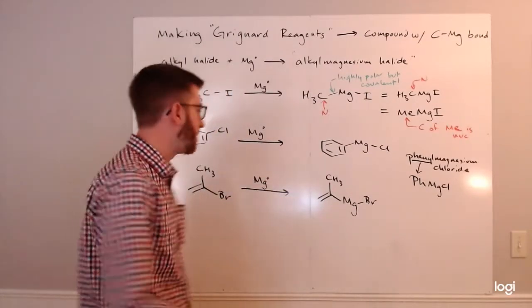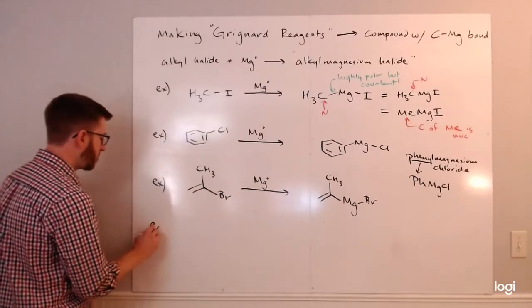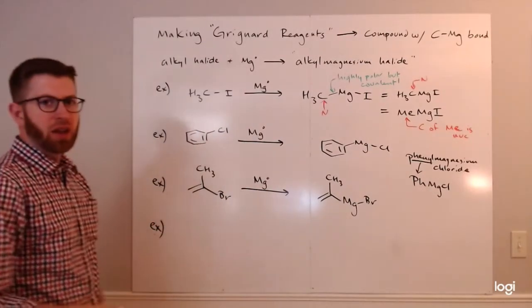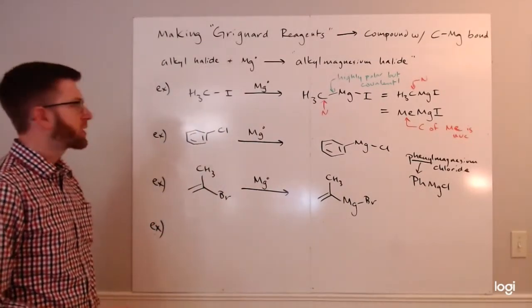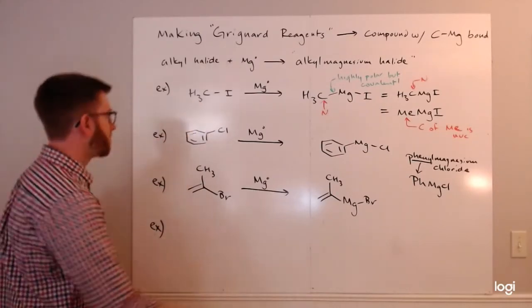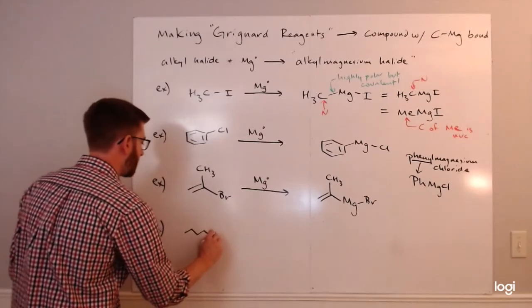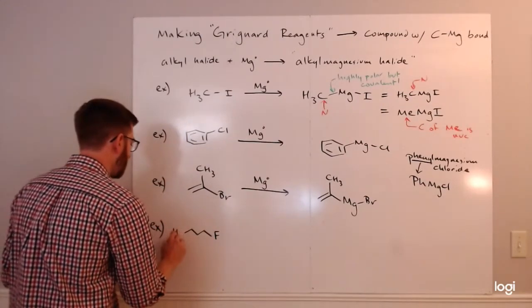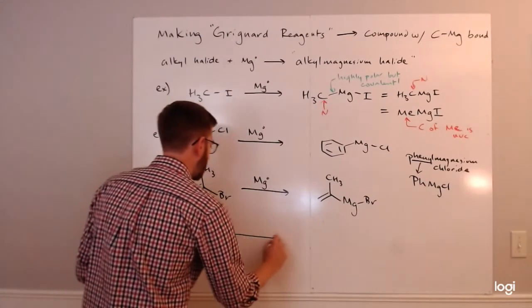Okay, so then the last example that I wanted to choose is the halogen that's missing. So I've covered my iodine, my chlorine, my bromine. What about fluorine? So we could think about some kind of an alkyl fluoride, react this with magnesium.